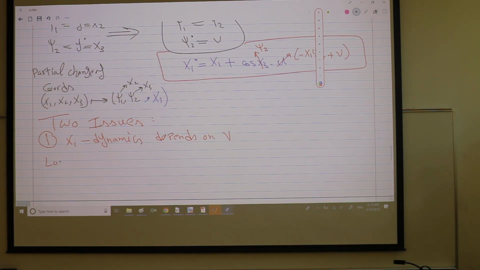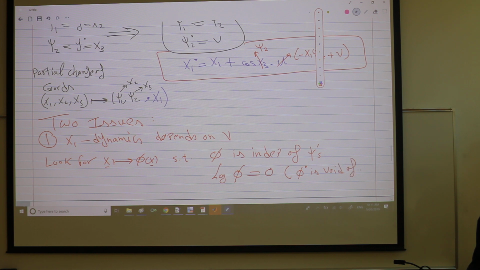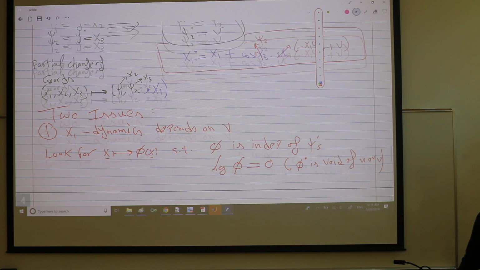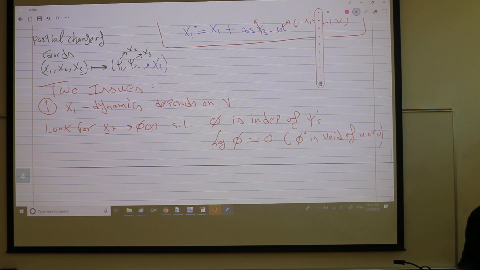I will look for phi, so from x's to phi of x, such that phi will be the third coordinate after psi, such that phi should be independent of the psi's, and phi dynamics should be void of the input. So this is Lg phi should be 0. This means that phi dot is void of u or v. So let's do it together. Let's do Lg phi is 0.